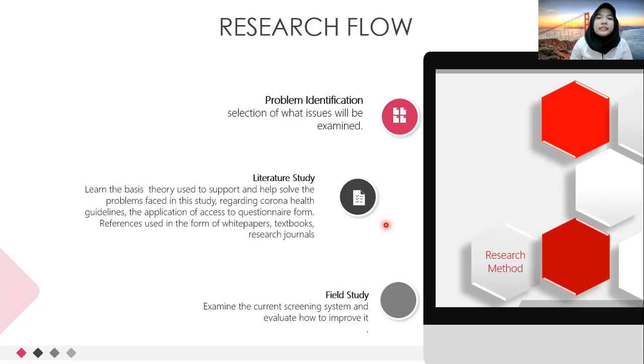For the last agenda, the method that will be applied for this research project. First, I will explain the research flow. The first step that we will take is to identify the problem that will be examined for this project. For the second step, we do a literature study. The literature study's purpose is to learn the basic theory used to support and help solve the problem faced in the study, regarding corona health guidelines and the application of the questionnaire form.